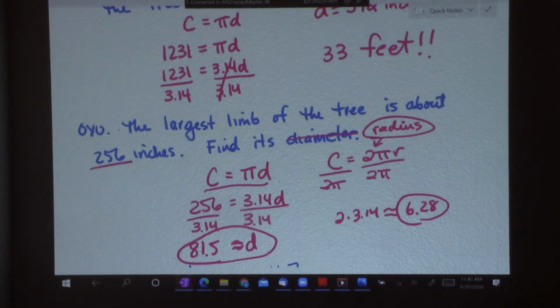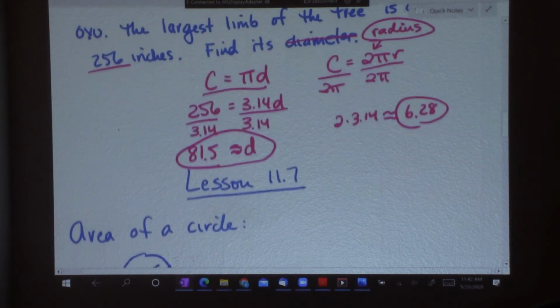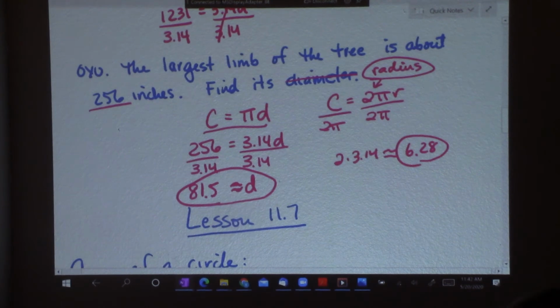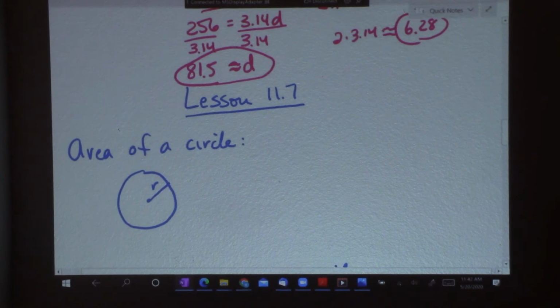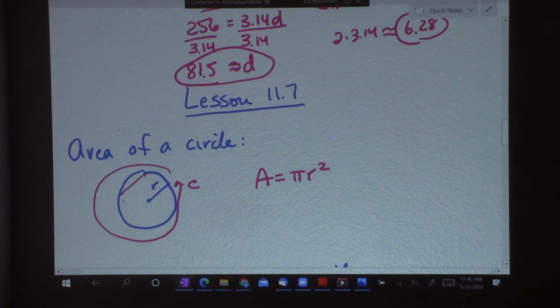Okay, so now we're going to move on to the next lesson, which is lesson 11.7. You can keep going. And this is about the area of a circle, all right? So we have the formula. I know many of you are familiar with it. It looks like this. The area equals pi r squared. So we're not looking at the distance around, like this, that's circumference. We're looking at the area, okay? And we use the radius. Now, if we have the diameter, we can still figure it out.